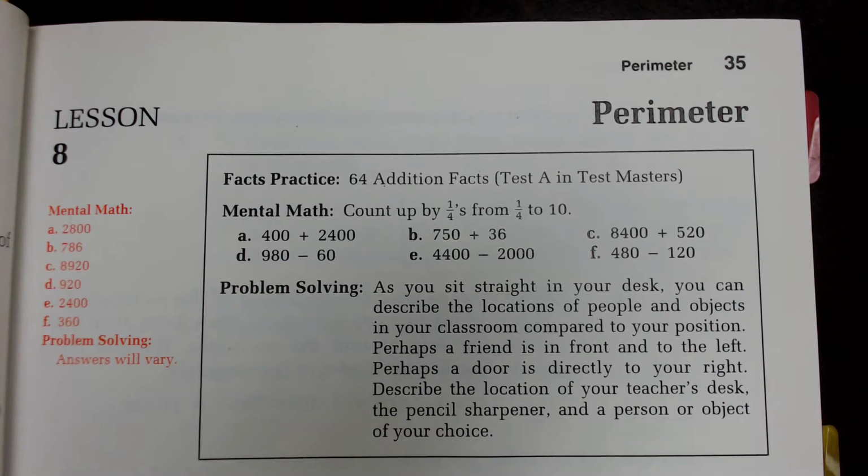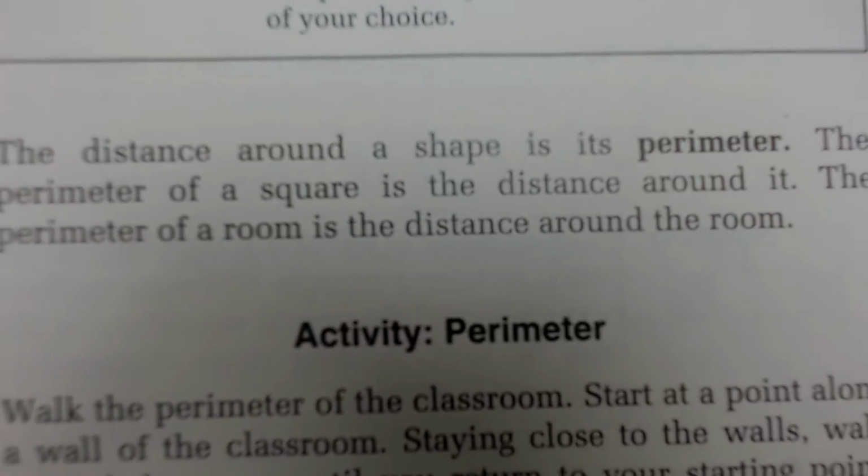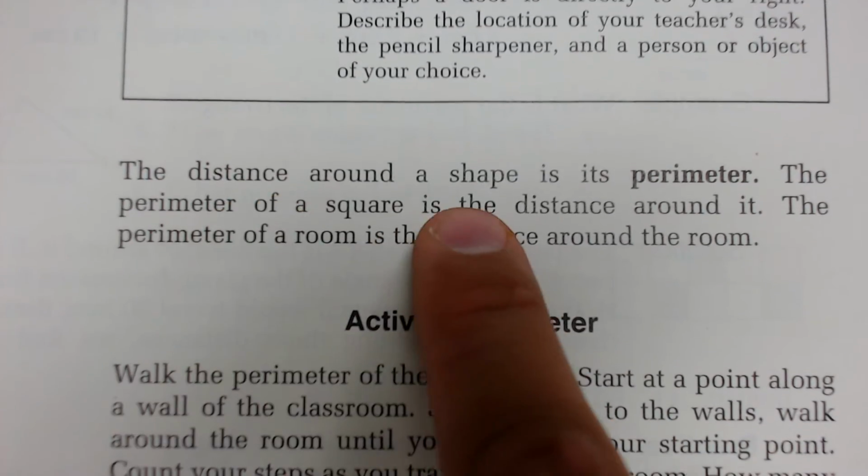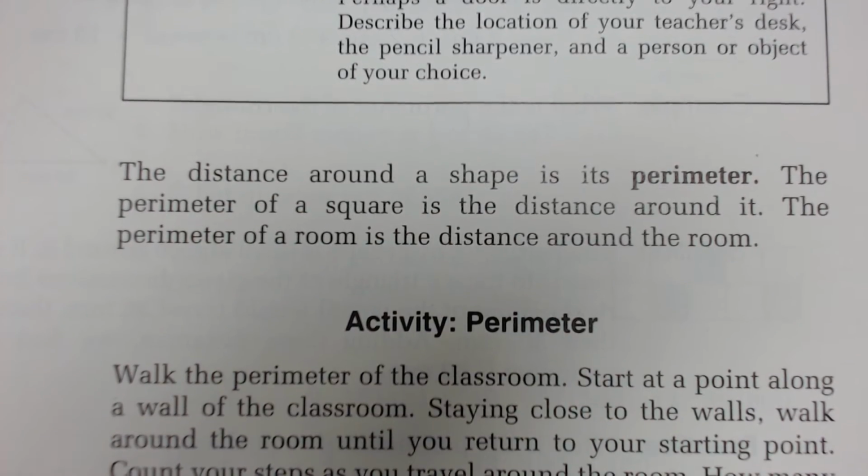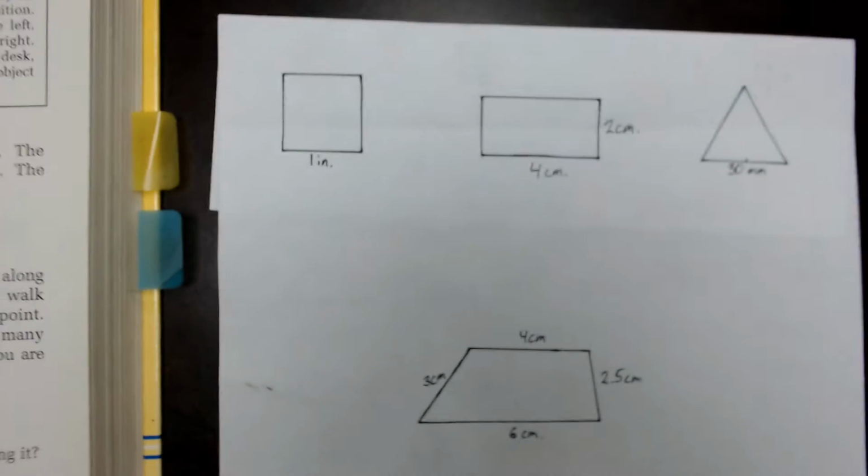Math 76, Lesson 8, Perimeter. So perimeter is best described as the distance around a shape. In other words, if we were to take a shape and then measure all the walls or the lines on the outside of the shape and then add all that distance up together, that would be the perimeter. So we've got a couple of shapes we're going to practice that with today.